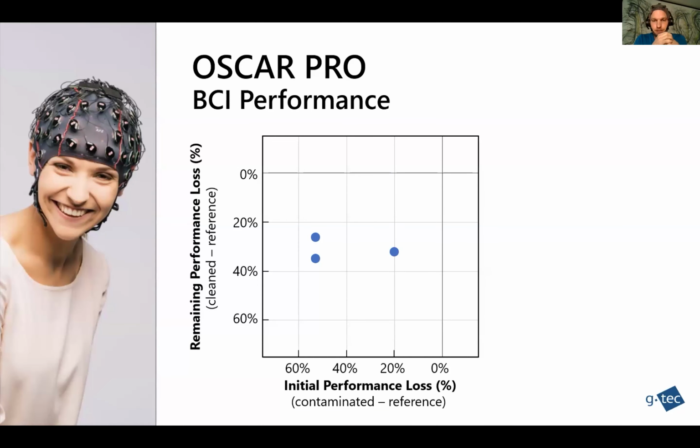And when we look at this graphically, we can plot all that nicely in a 2D scheme, where on the x-axis we have the initial performance loss. So the more it goes to the left, the worse it gets due to the artifacts. And on the y-axis, we have the remaining performance loss.